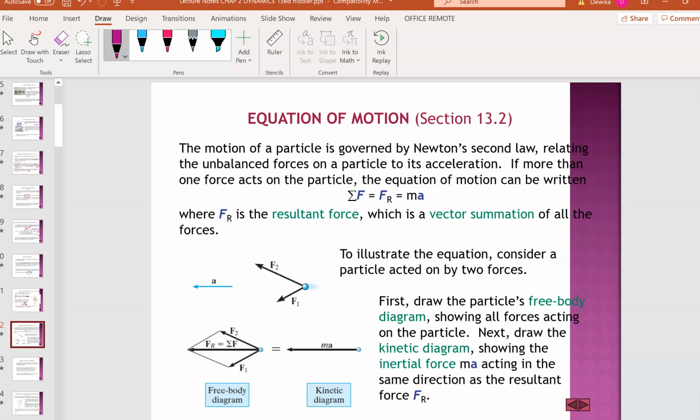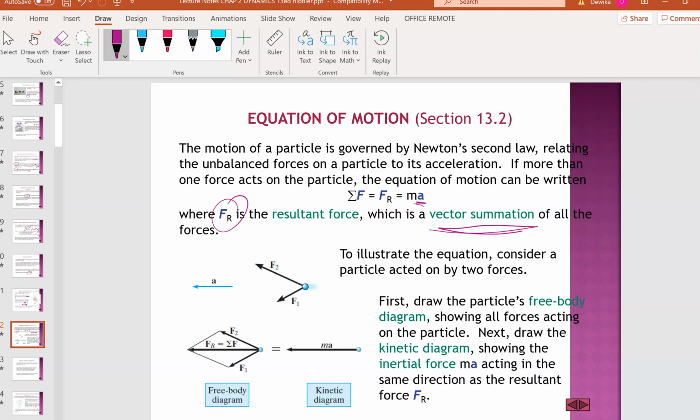The motion of a particle is governed by Newton's second law, relating the unbalanced forces on the particle to its acceleration. If more than one force acts on the particle, then we have Fr equals ma. So what is Fr? Fr is the resultant force. What is the resultant force? It's not one force, but a summation of a few forces.